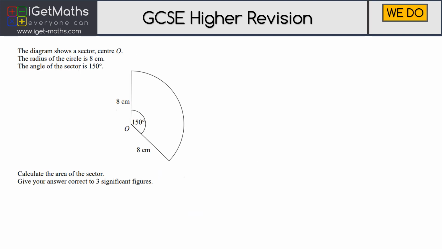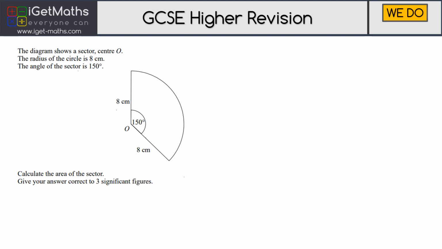Okay. It says the diagram shows a sector with a center O. The radius of the circle is 8 centimeters. The angle of the sector is 150 degrees. Calculate the area of the sector. Give your answer correct to 3 significant figures.